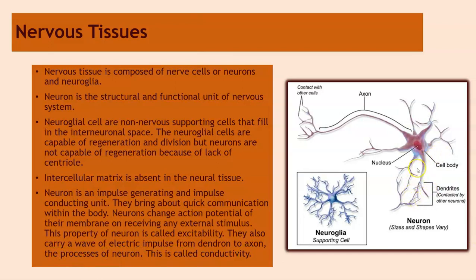So these here are the dendrites. The dendrons can carry impulse from here to the axon, which is another extension of the cell body of the neuron. Now this process is called conductivity.